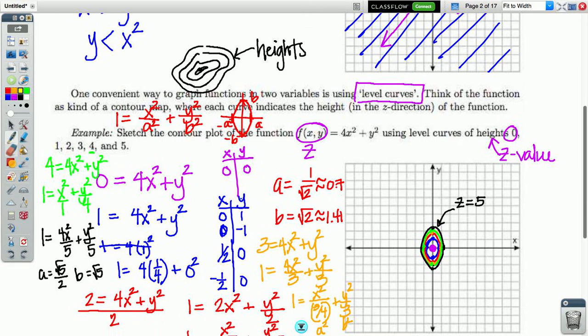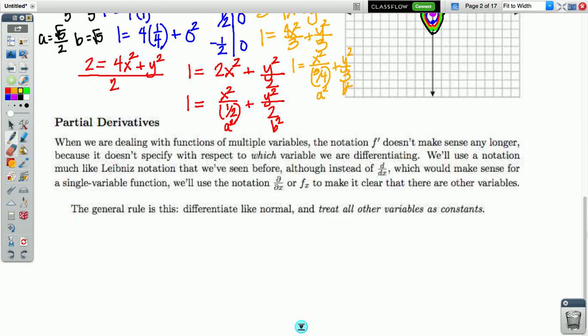So now that we've talked about what the graphs of multivariable functions, specifically two variable functions, look like, we should talk about how to do calculus with them. Since we're dealing with functions of multiple variables, the notation for the derivative doesn't quite make sense anymore. Newton's notation, just f prime, doesn't tell us which variable we're really looking at. Remember, the other notation for f prime was Leibniz notation, which was d dx.